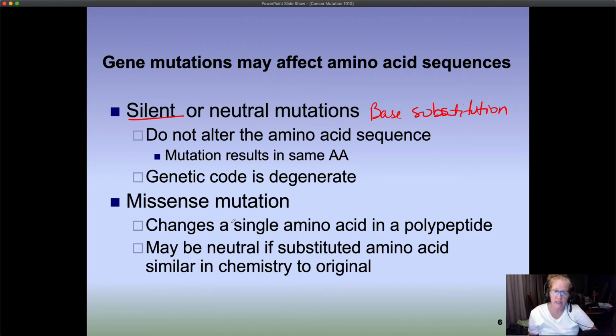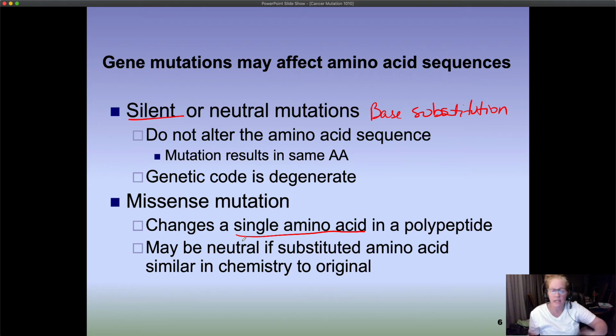Then we have the missense mutation, and in a missense mutation, a single amino acid in the final polypeptide product of the gene is going to be different. This can be a disease state, like sickle cell anemia, which is a missense mutation. That is the result of a single base substitution, which in turn results in a single amino acid being different in the hemoglobin protein. So missense mutations are just where we change one amino acid.